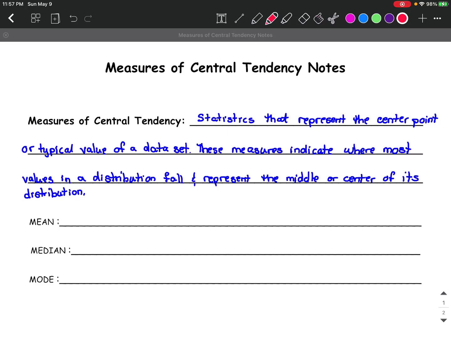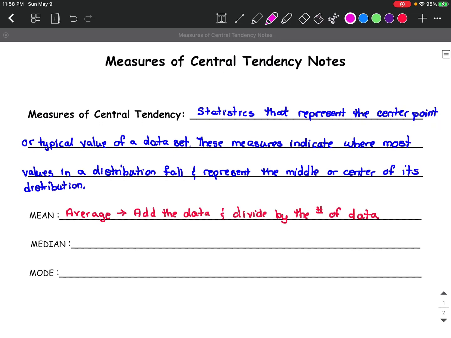The first one we want to talk about is the mean. Another word for the mean is the average. Okay, so the mean is the average, and the way you find the mean is you add up all the data and then divide by the number of pieces of data. So in other words, if you want to know your mean or your average test grade, you'd add up all your test grades and divide by how many tests you took. Okay, that's what that is.